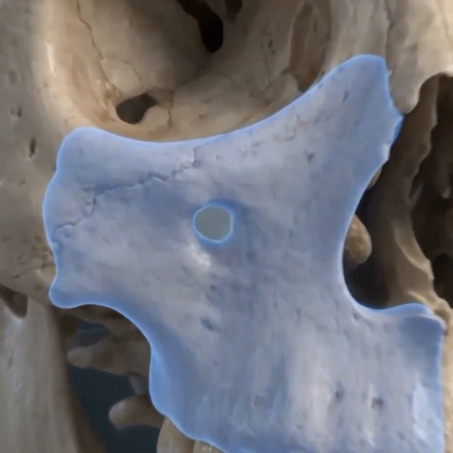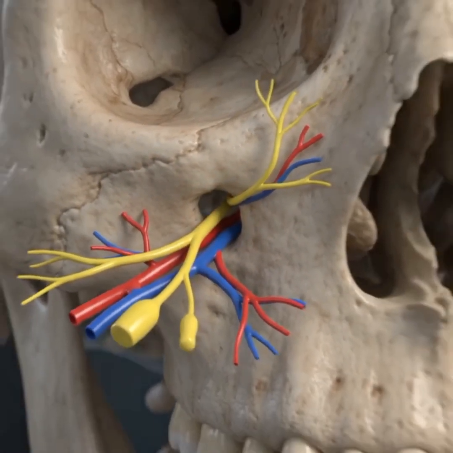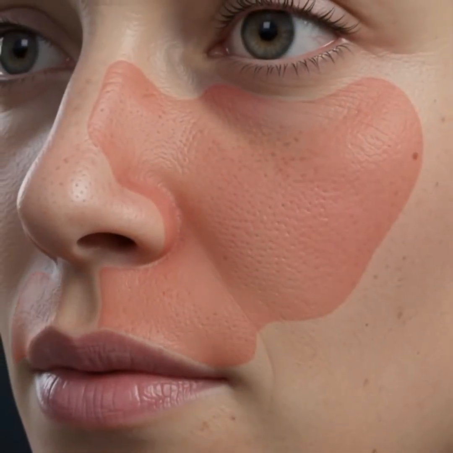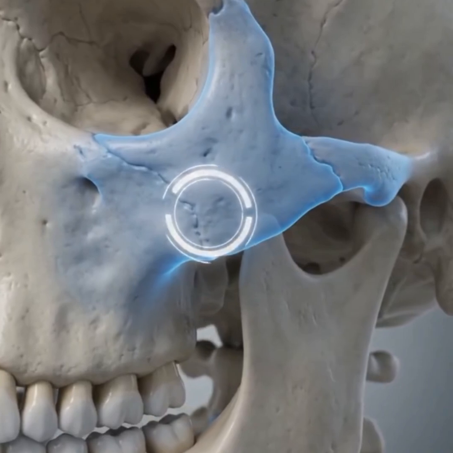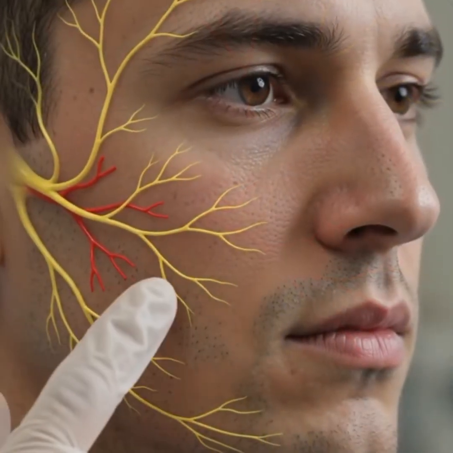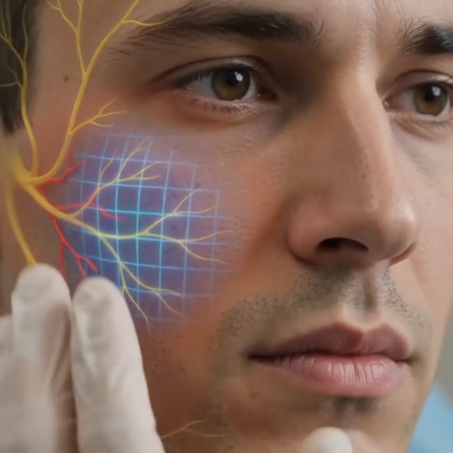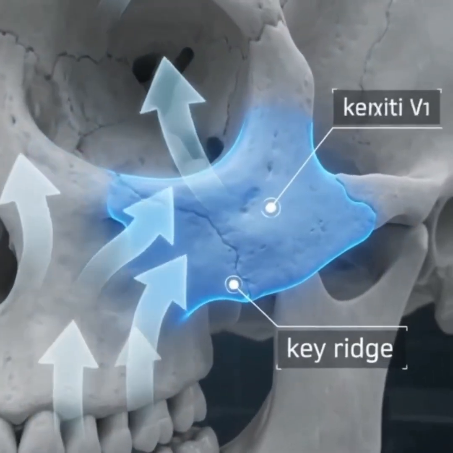Located in the maxilla, the infraorbital foramen transmits the infraorbital nerve and vessels. Injury leads to sensory loss in the lower eyelid, nose, cheek, and upper lip. Highlighting the zygomatic bone, the zygomaticofacial nerve and vessels emerge, supplying sensation to the cheek. Injury causes sensory loss. The vertical buttresses maintain facial height.